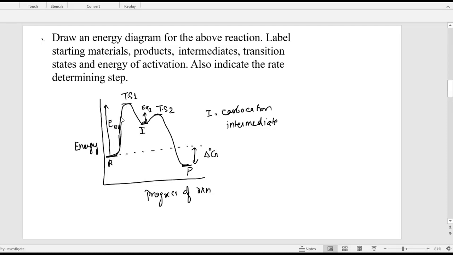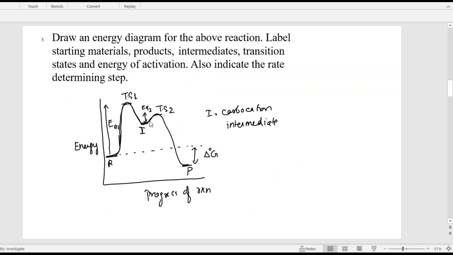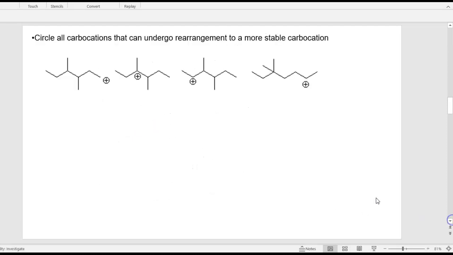Remember that when you have multiple steps, the slowest step determines the rate of the reaction. So the first step is the rate determining step, because that's the slowest step, formation of carbocation. Once the carbocation is formed, this Br minus will quickly attack and form the product in a fast reaction, and you can see in the energy diagram that the EA2 is pretty small, so it can easily do this reaction. All right, next question.